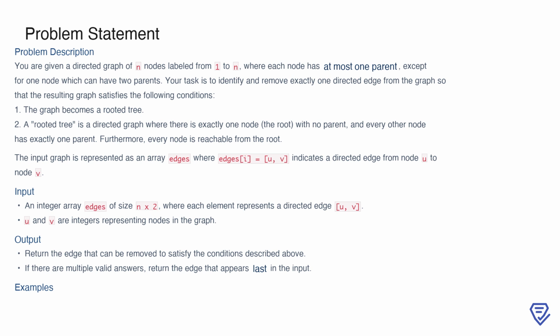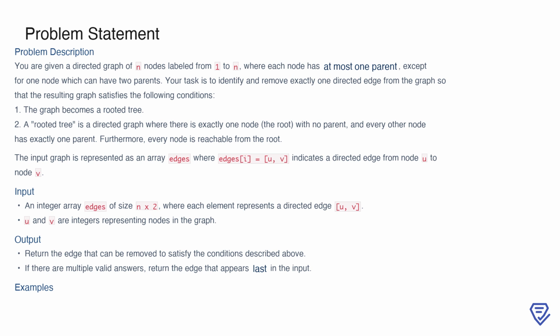rooted tree. Now, a rooted tree is defined as a directed graph where there is exactly one node, called the root, with no parent, and all other nodes in the graph must have exactly one parent. Additionally, every node in the graph must be reachable from the root.